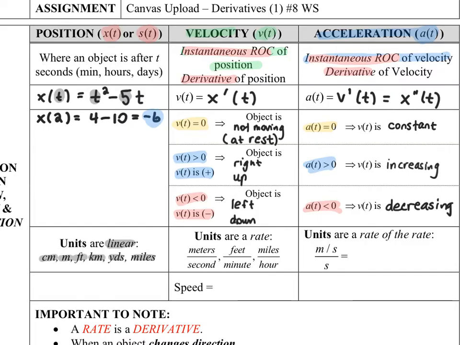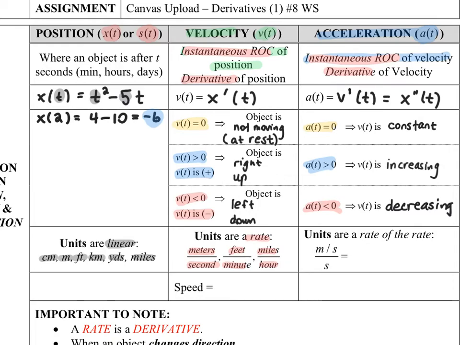When you have a velocity, since it's a rate of change, those are a rate unit. So some sample rate is meters per second. So it's how far, how much of something over some time unit. So there's some sample rates for you. Meters per second is a popular one, feet per minute, miles per hour.